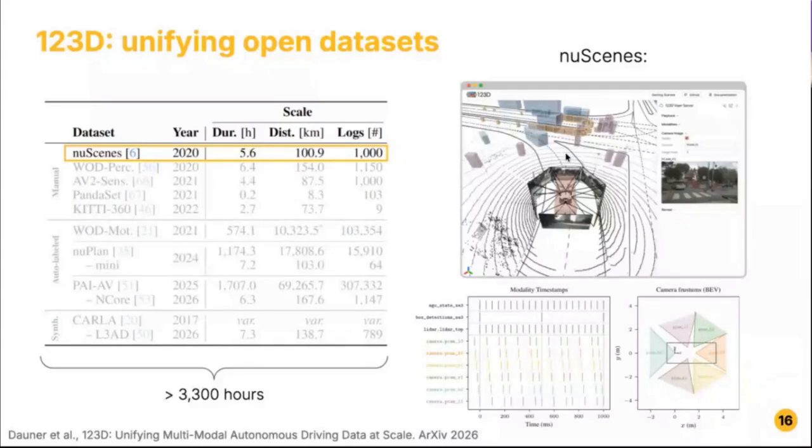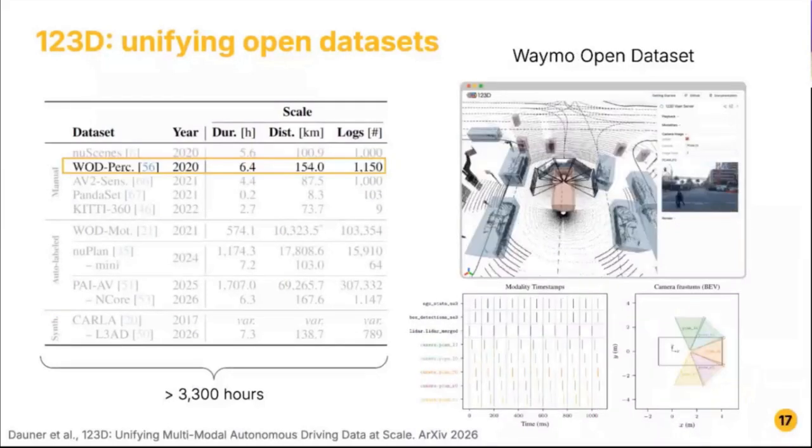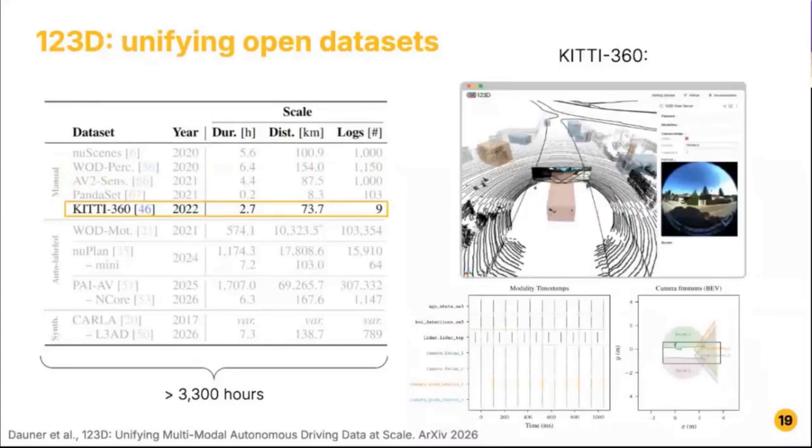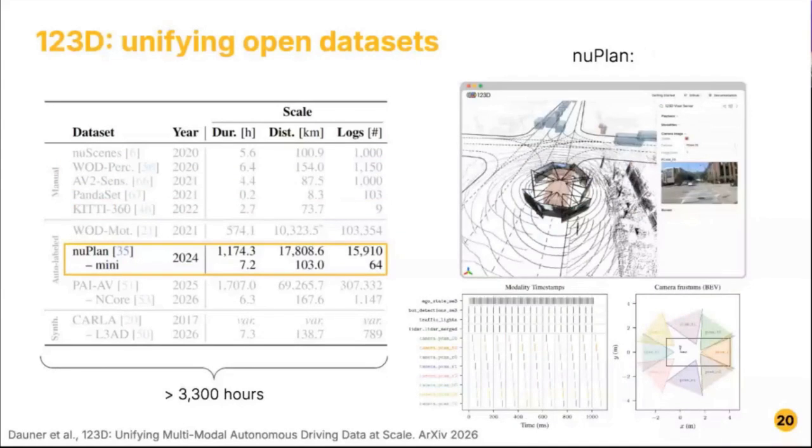This is one of the early high quality data sets that probably many people in this room have worked with. The Waymo Open Dataset is also a very nice data set from Waymo, with very nicely calibrated cameras. We have Argoverse, and we have KITTI-360, which is from my former advisor. We also have much larger, 1200 hours, but slightly noisier data sets like nuPlan.